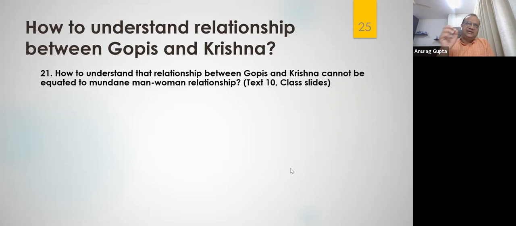He doesn't have any tinge of lust. And the pure devotee also doesn't have any tinge of lust. So when the Lord, with full purity, is embracing a devotee with full purity, there cannot be any question of lust.